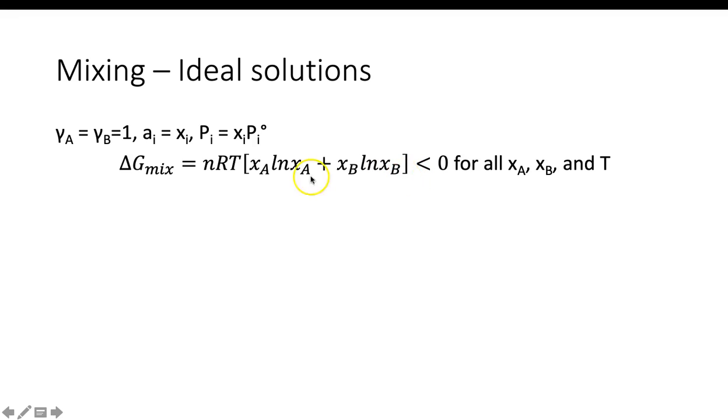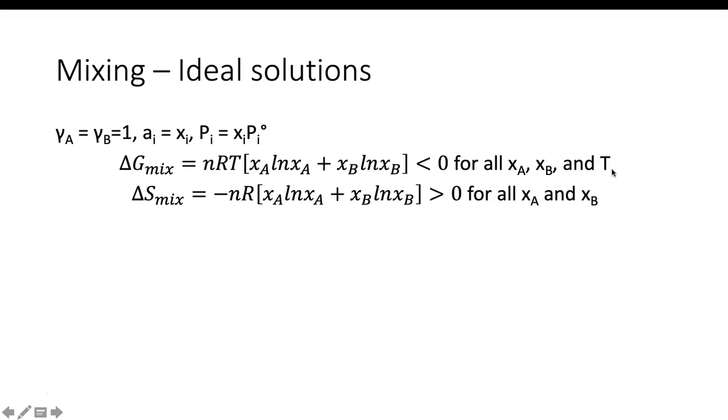And as we've said before, since temperature is always greater than 0, and these mole fractions are always less than 1, this is less than 0 for all ratios and temperatures. Delta S mixing, if we just took the partial derivative with respect to T, we're left with minus nR of this, so it's the negative of the partial derivative. The entropy of mixing is always greater than 0 for all mixtures, so it doesn't matter the ratio, our entropy is always increasing when we mix these ideal solutions.